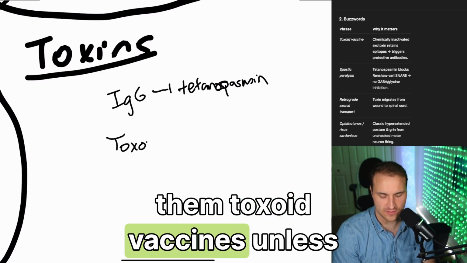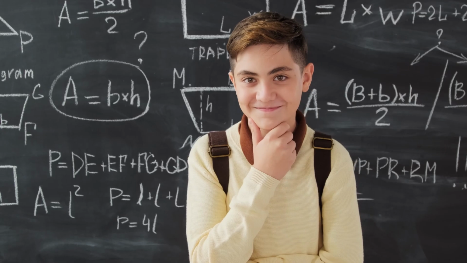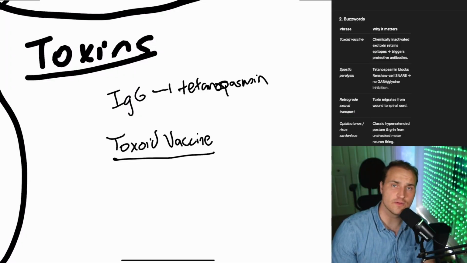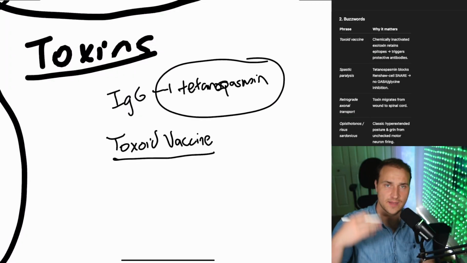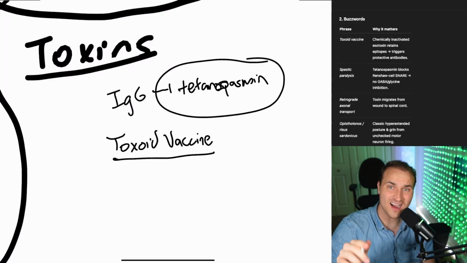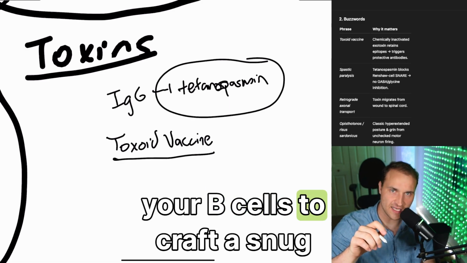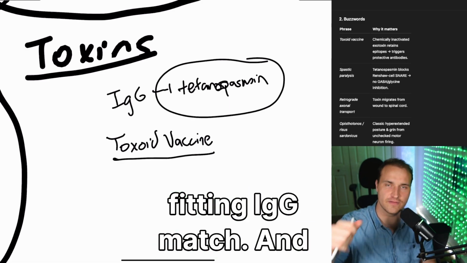And so how do we stop this? Well, we give them toxoid vaccines. Unless, of course, you don't believe in vaccines because you're really, really smart. And those will flip this entire tetanospasmin nightmare on its head. Now it's no big deal. Chemical detoxification basically teaches your B cells to craft a snug-fitting IgG match.